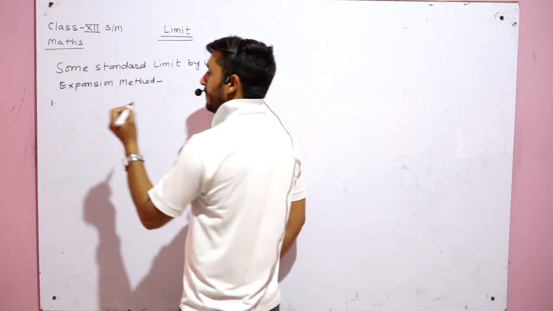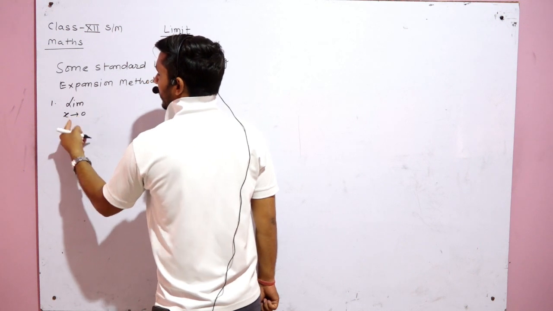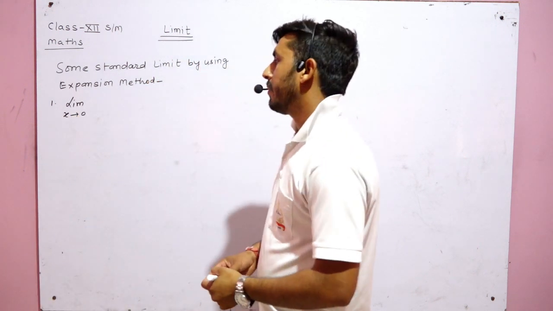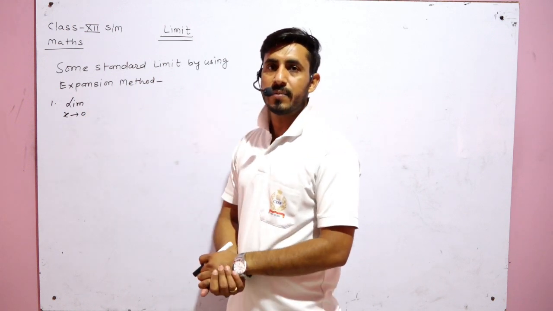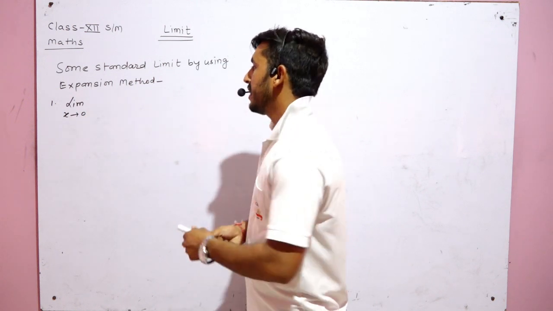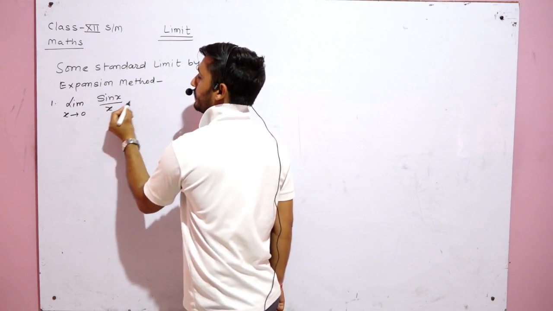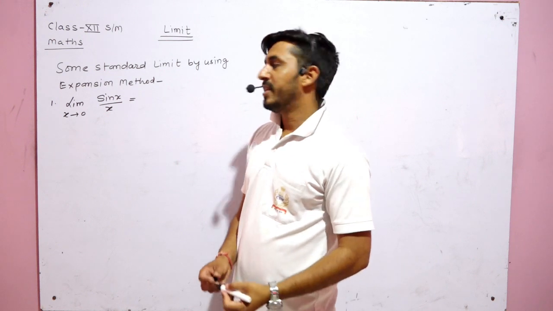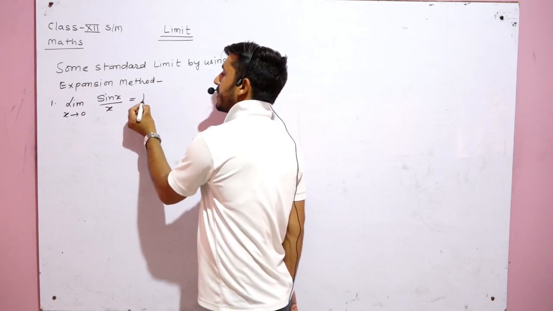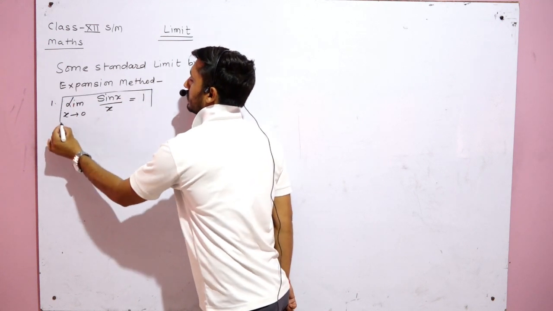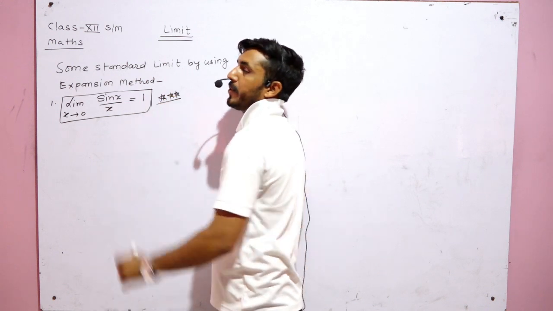Okay, first I am taking the limit x tends to 0. The function is taken as sin x upon x, and the limit of sin x upon x as x tends to 0 will be equal to 1. This is the most important limit used in the chapter of limits.